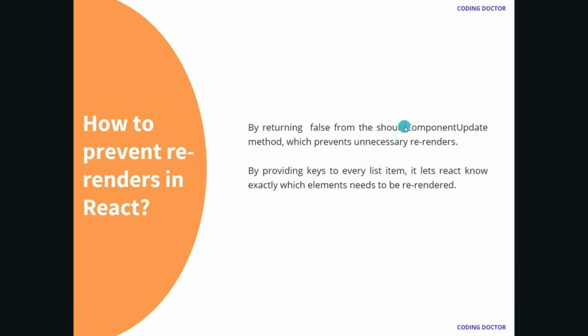Next question is, how to prevent re-renders in React? One way is we can use the shouldComponentUpdate lifecycle method, and we can return false on the basis of some conditions, which will save us from unnecessary re-rendering. We can also provide keys in every list item.